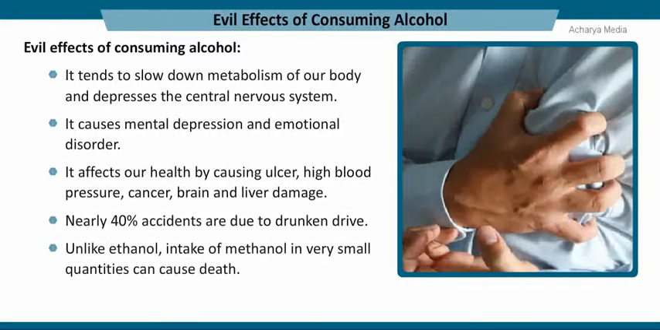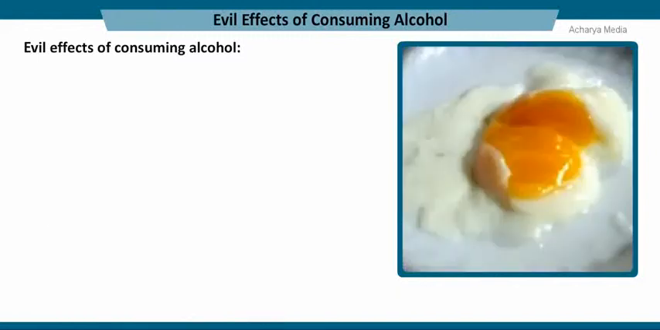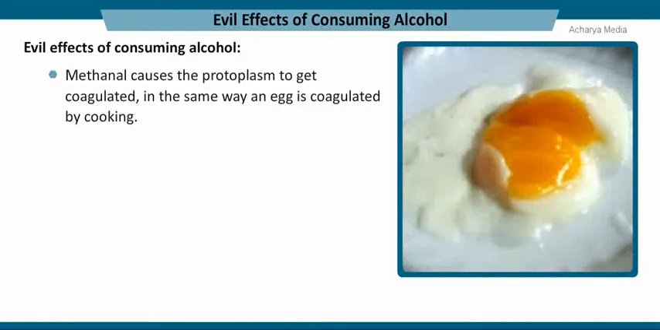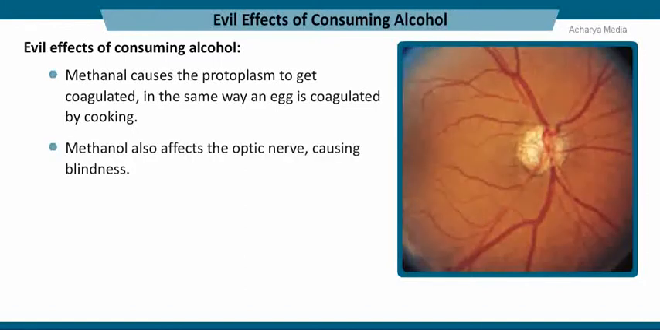Unlike ethanol, intake of methanol in very small quantities can cause death. Methanol is oxidized to formaldehyde in the liver, and it reacts rapidly with the components of cells. Methanol causes the protoplasm to get coagulated in the same way an egg is coagulated by cooking. Methanol also affects the optic nerve, causing blindness.